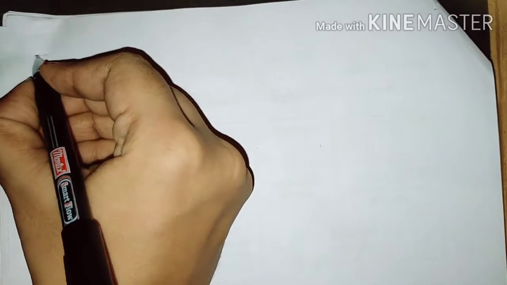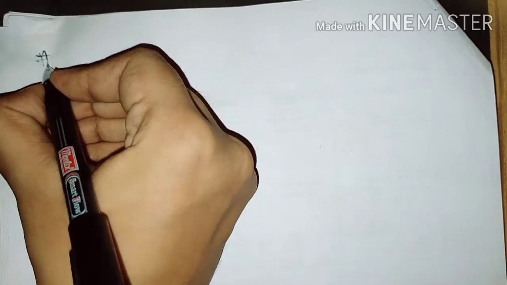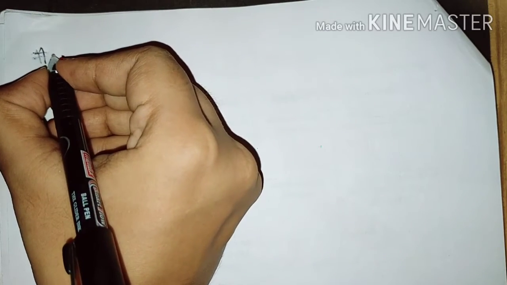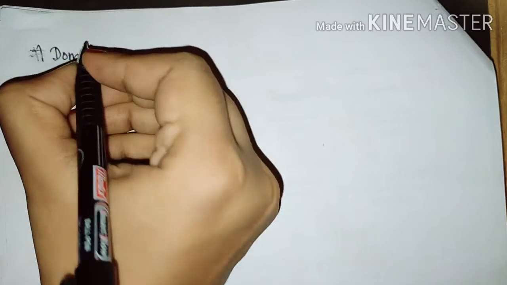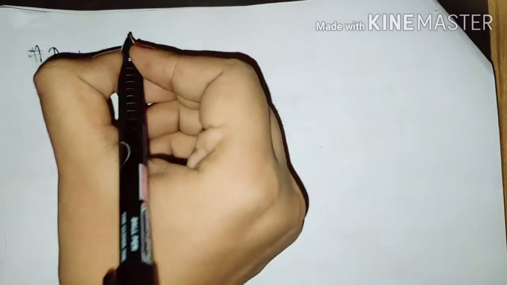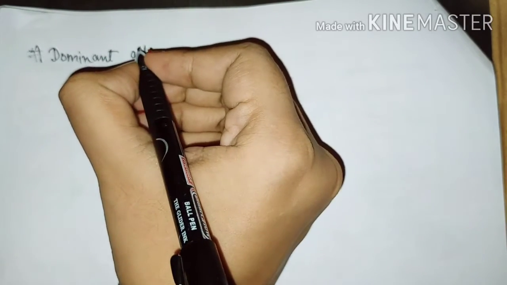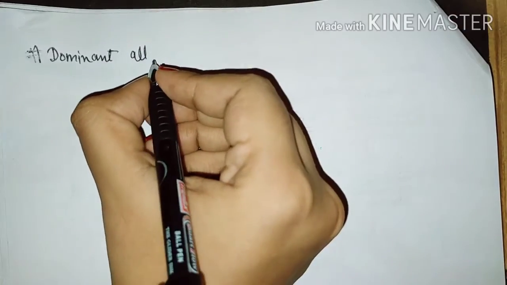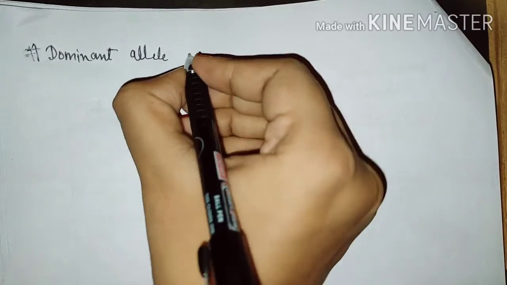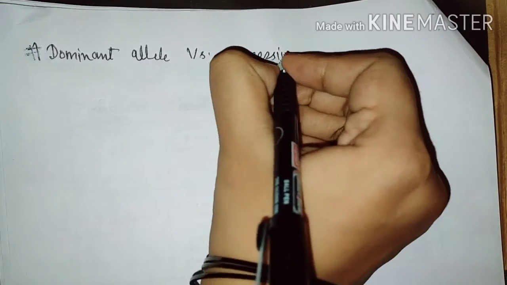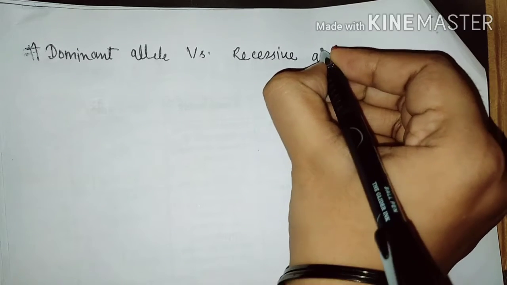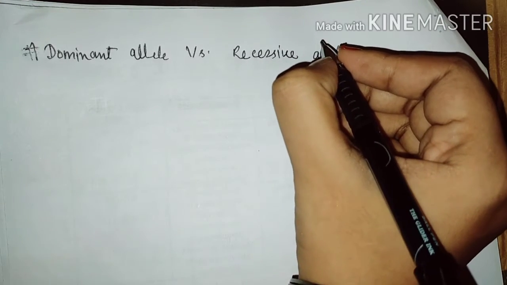So this concept is very much important. At the same time, I also want to ask you to take out your pen and paper so that you are also making notes along with me. So I am starting with the dominant allele versus recessive allele. What is the difference between a dominant allele and a recessive allele?